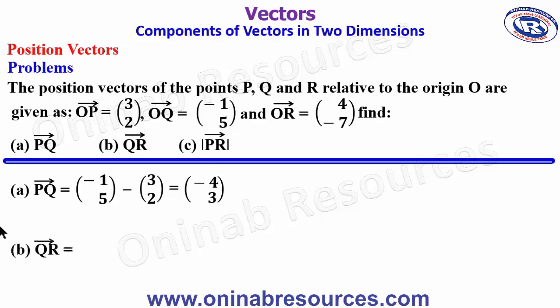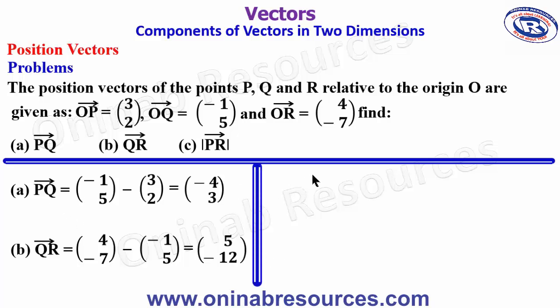So we go to B. For B, we have QR. Again, it is the position vector of R minus the position vector of Q. So we have the position vector of R to be (4, -7) minus that of Q, which is (-1, 5). So that we now have 4 minus negative 1. That's going to give us 4 plus 1, which will give us 5. And negative 7 minus 5 will give us negative 12. And that's all for QR as a column vector.